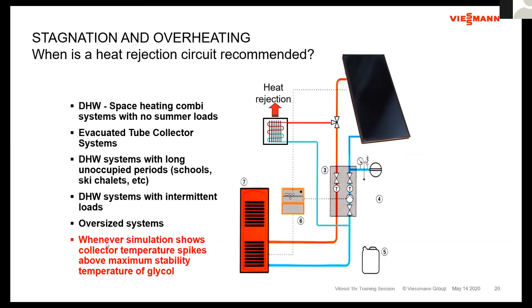But whenever you see, as we had that first graph, where there was no load in that big red flashing area on that graph earlier, whenever you see that, it's always a recommendation for these systems that we would add some sort of heat rejection to dissipate that heat.